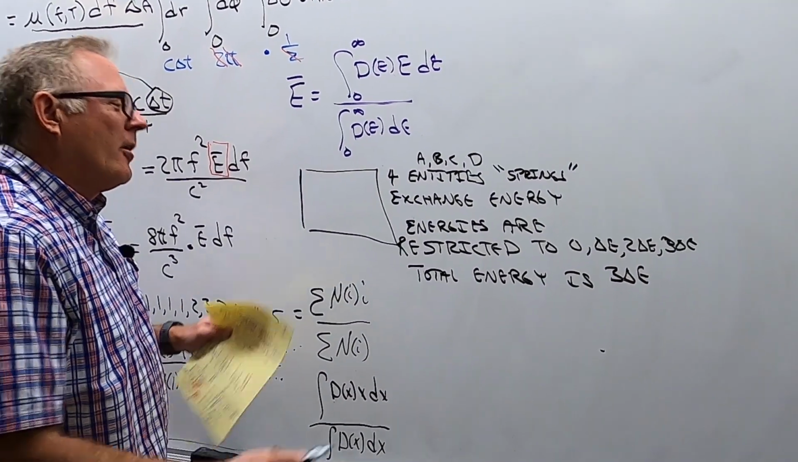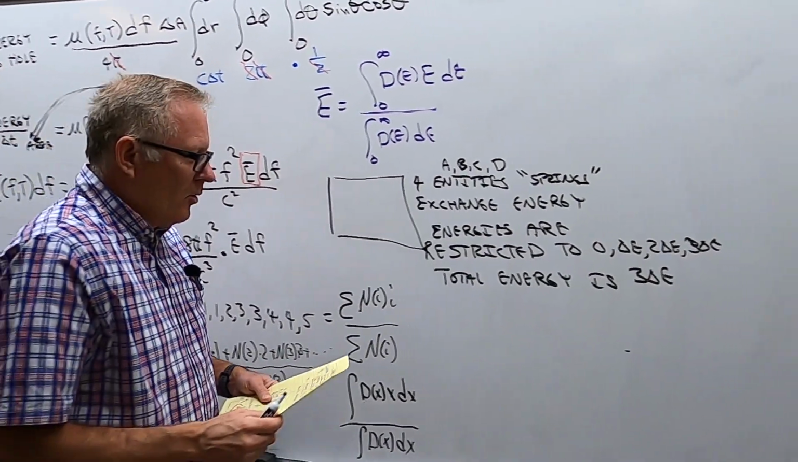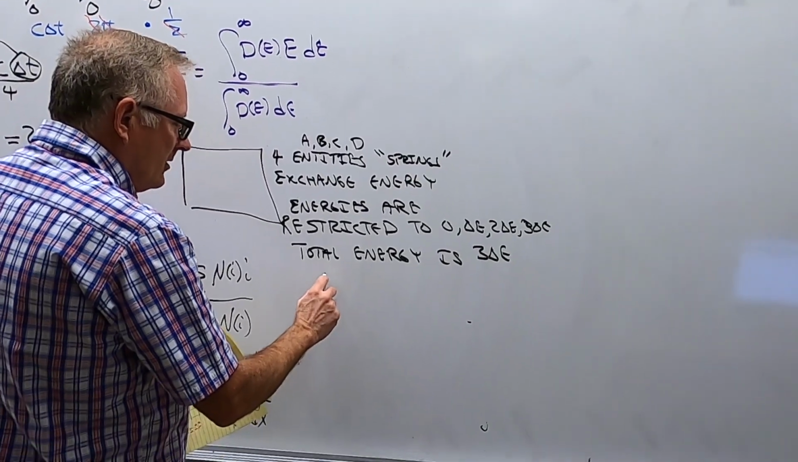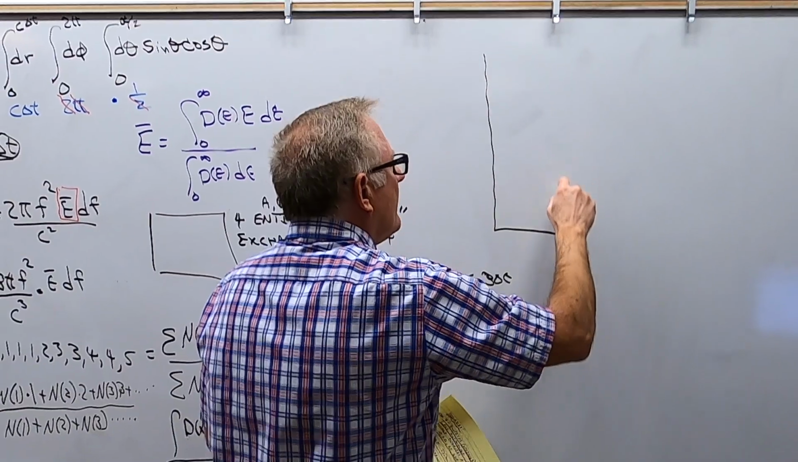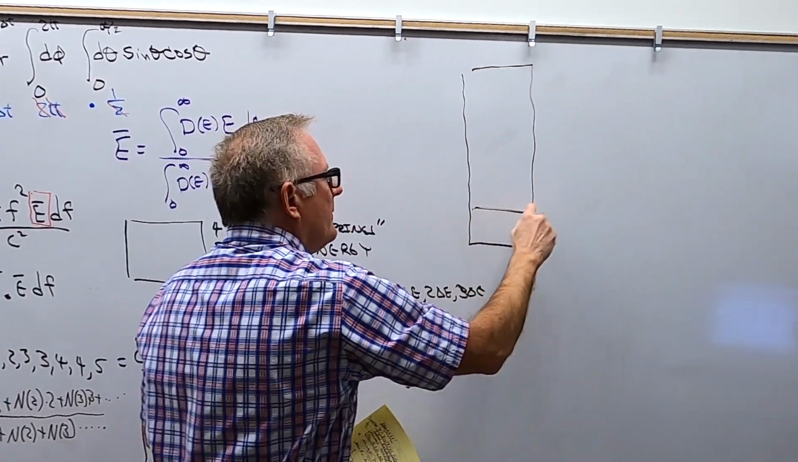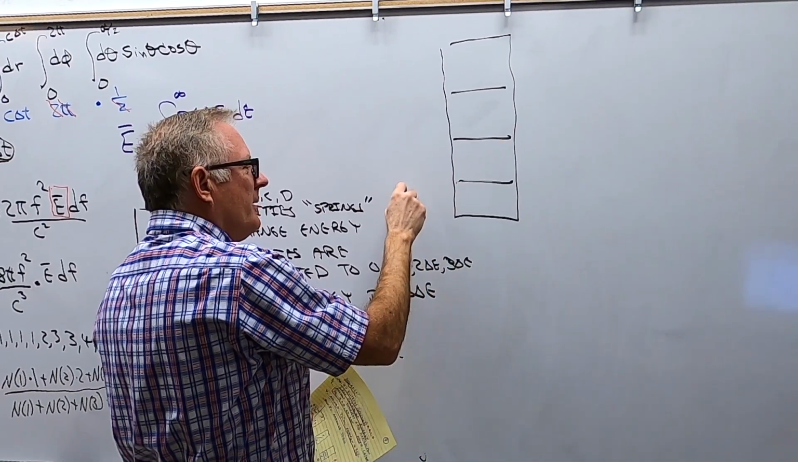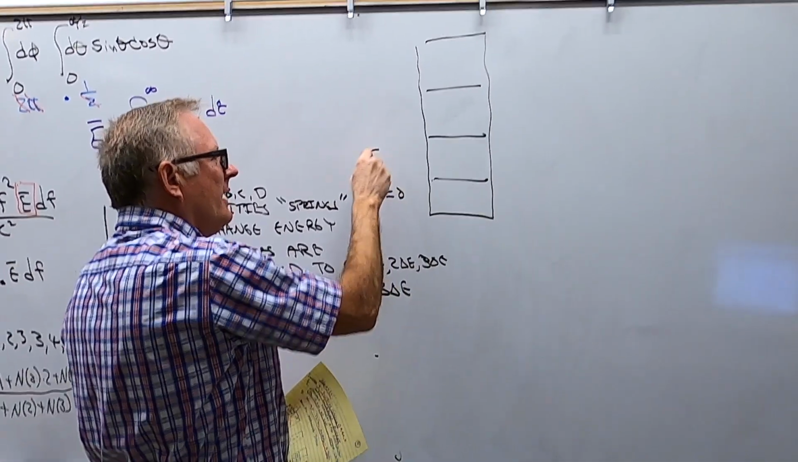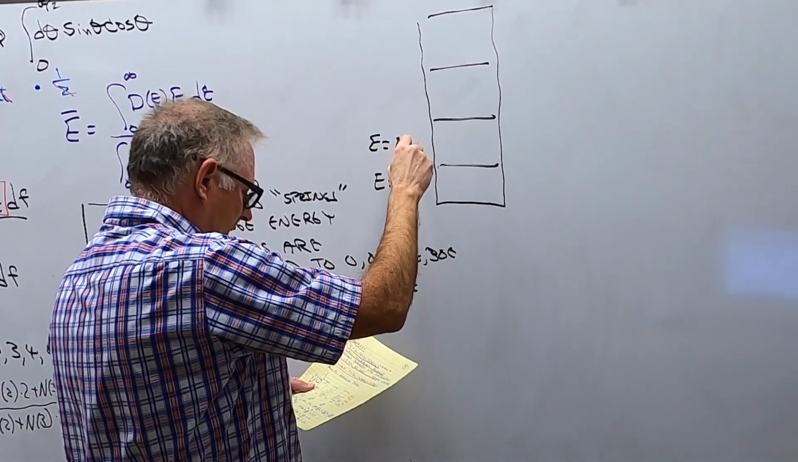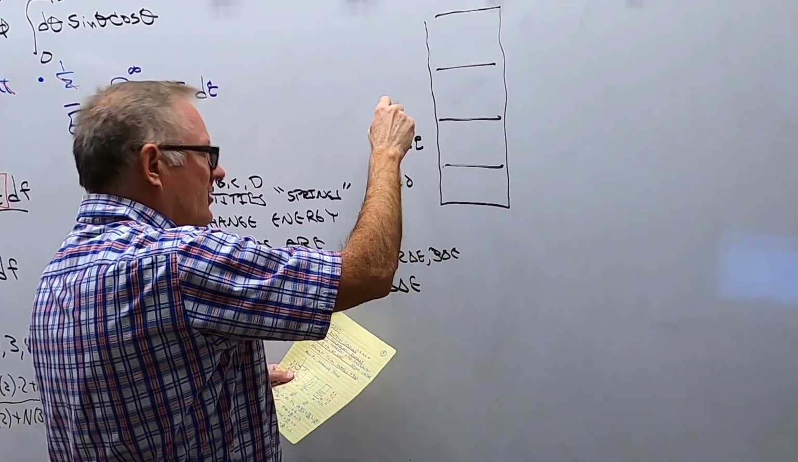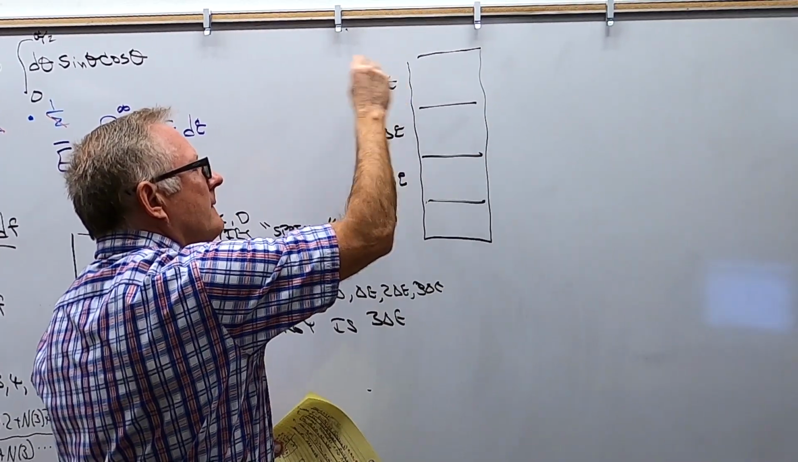So how do these springs behave then in here? Well, suppose we come over to here. We're going to make little boxes here for a minute. This is going to be E equals 0. E equals delta E. This is 2 delta E. This is 3 delta E.